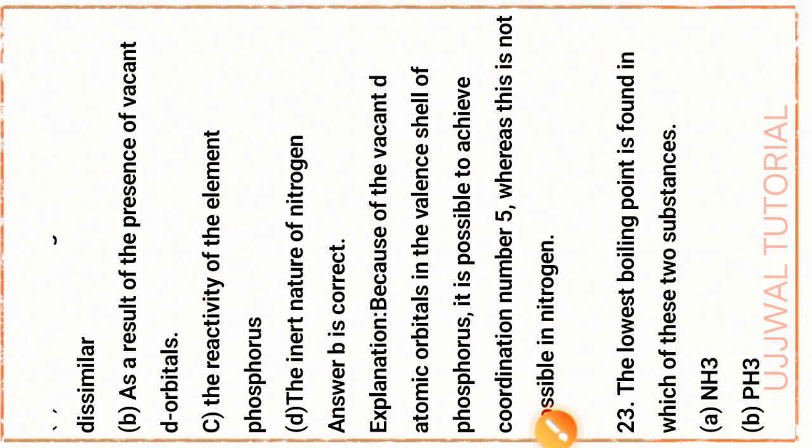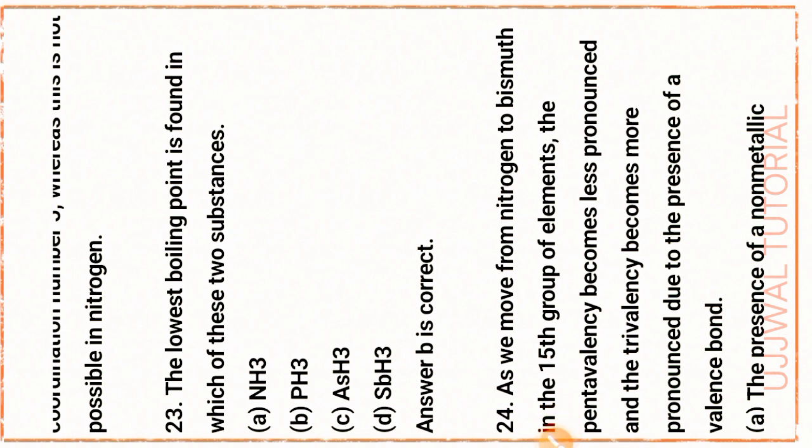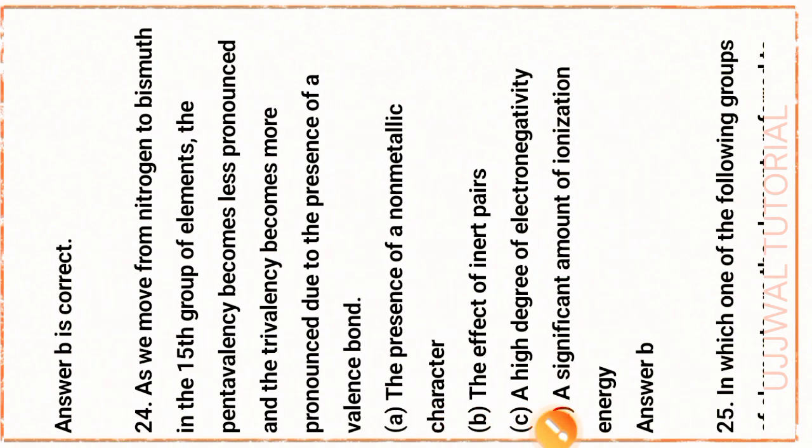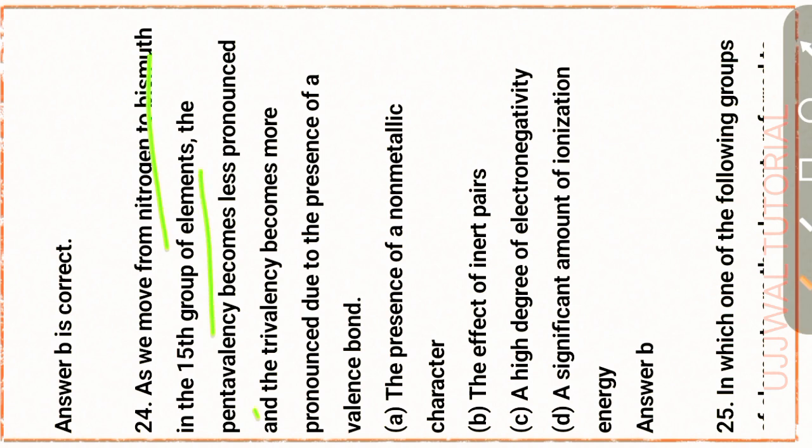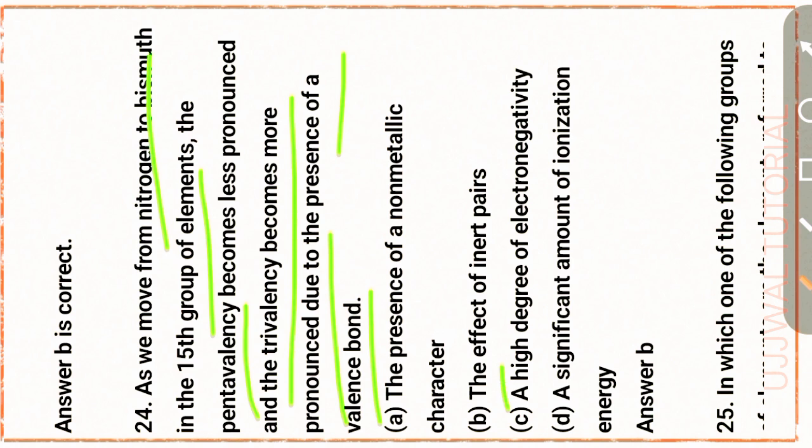Okay, next question number 23. The lowest boiling point is found in which of these two substances? Option B, that is phosphine, PH3. Next question number 24. As we move from nitrogen to bismuth in the group 15 elements, the pentavalency becomes less pronounced and trivalency becomes more pronounced due to the presence of valence bond. Option B. Option B means the effect of inert pair.